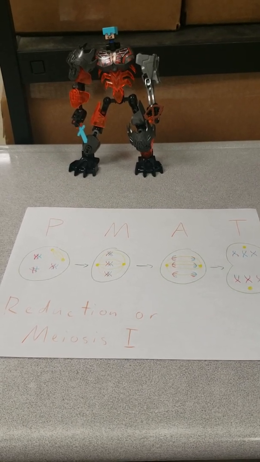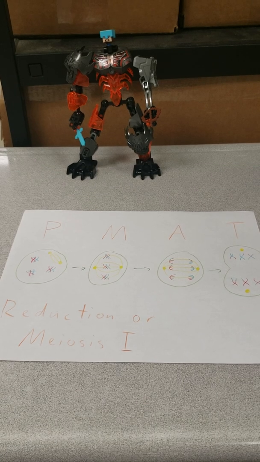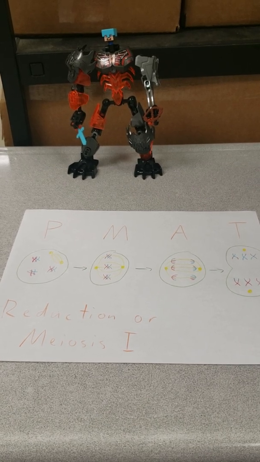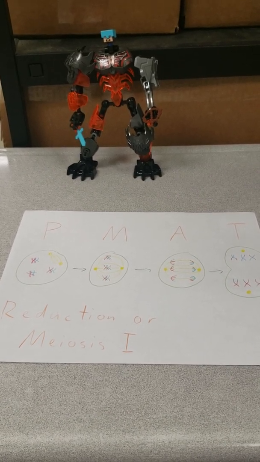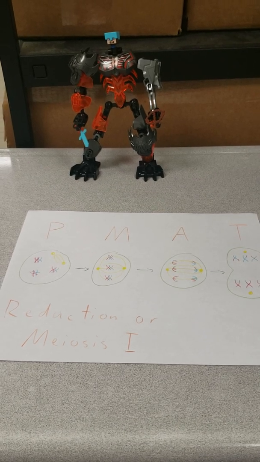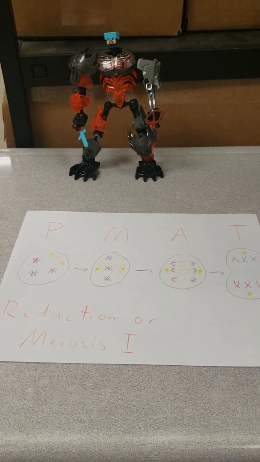Next is metaphase, where the homologous pairs line up across the metaphase plate. During anaphase, the homologous cells separate and are pulled to opposite ends of the cell. During telophase and cytokinesis, the poles separate into 2 cells.